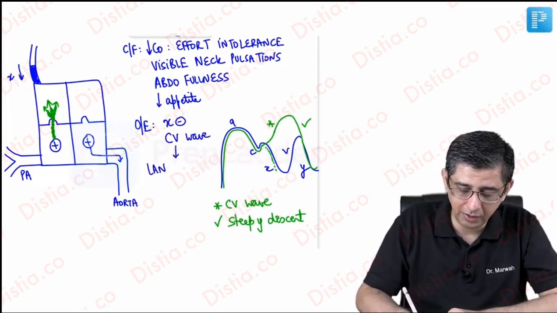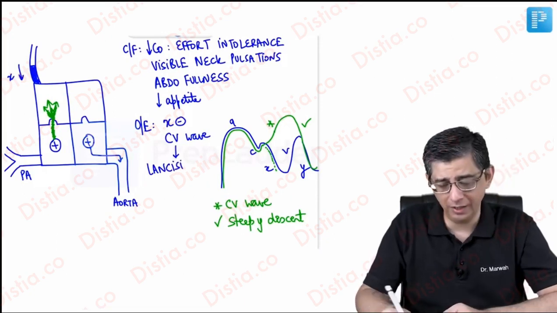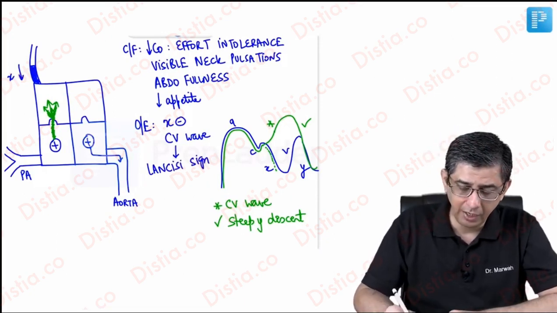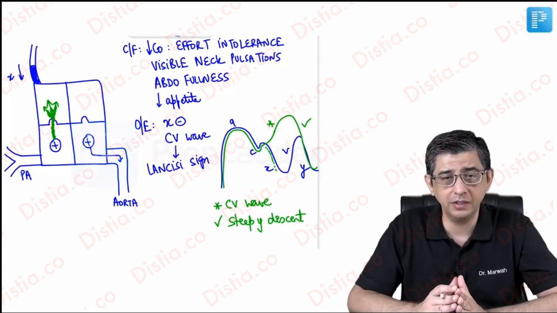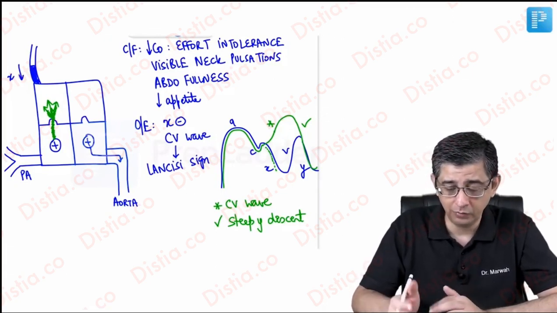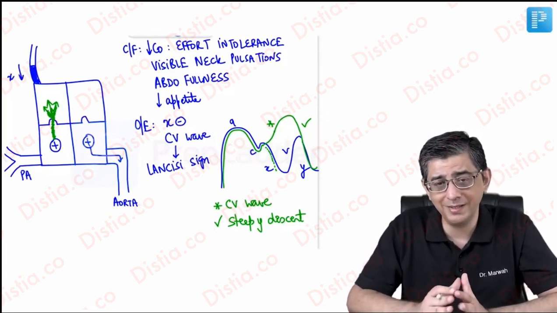And for the CV wave that I have highlighted, and I'm writing it once again, they might use a classical sign, or name also, because they love to talk about classical signs, and I've talked about a lot of classical signs in aortic regurgitation. So one that I taught you at the moment is called Lancisi sign.